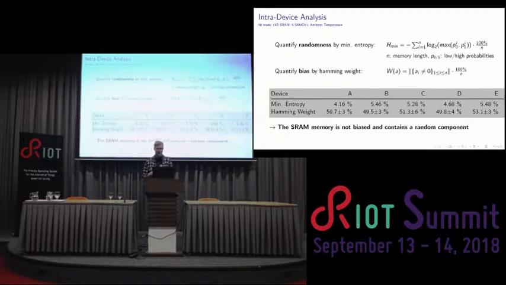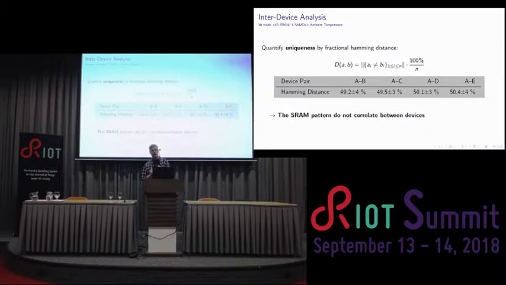As we can see here in the figure and in the table, Hamming weights around 50% indicate that half of all cells are one, the other half are zero. So we tend to say they are not biased. Furthermore, there's a certain amount of entropy, around 5% here, which indicates there is a noise component present. This is the component that we will use to generate random values or seeds.